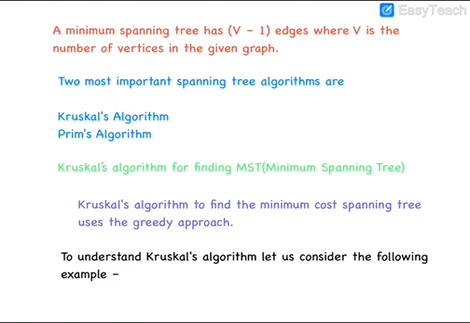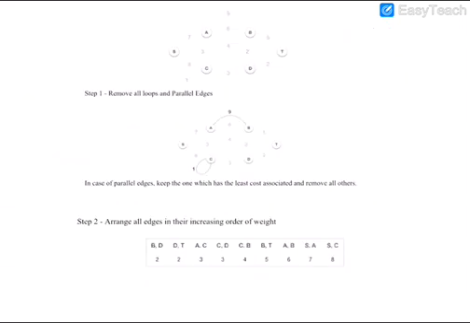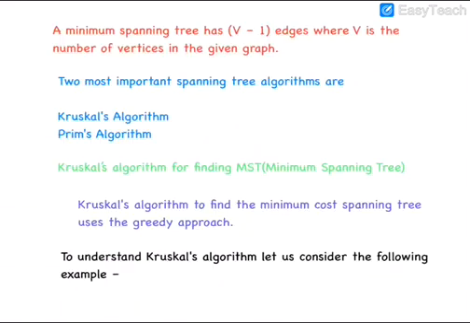Whenever we are talking about a minimum spanning tree, it will have V minus 1 edges, where V is the number of vertices. If a graph has V vertices, then the constructed minimum spanning tree will have V minus 1 edges. For example, here we have a complete undirected graph. Here you can see there are 6 vertices, so the spanning tree which we construct will have 5 edges. To construct a minimum spanning tree, the two most important algorithms are Kruskal's algorithm and Prim's algorithm.